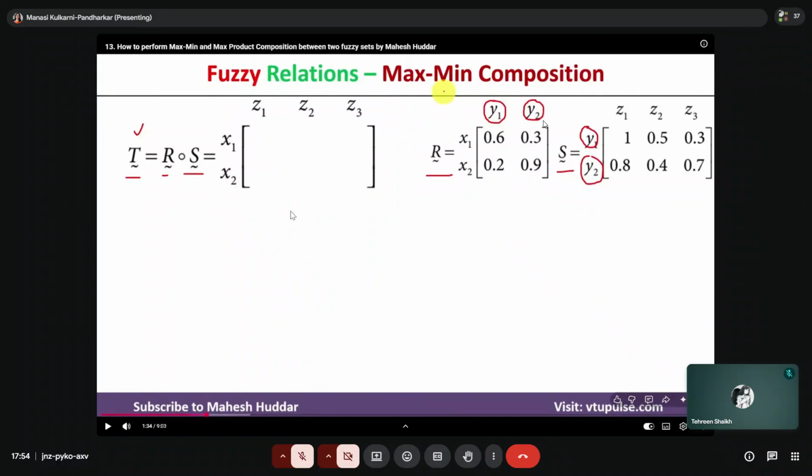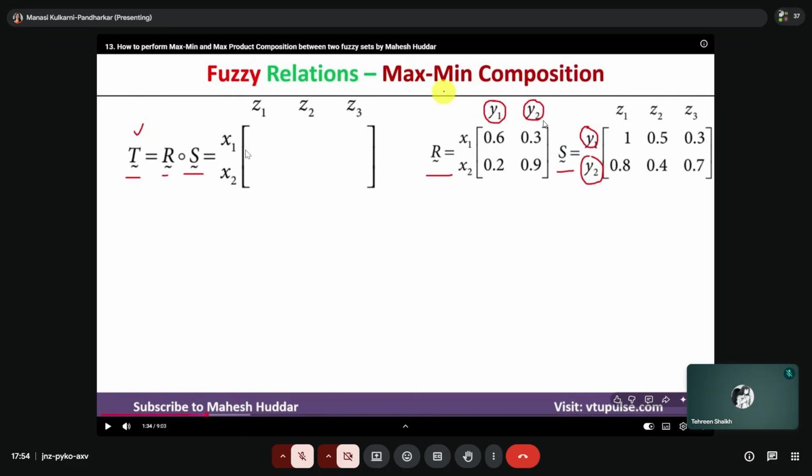Now when we perform this max min composition on these two fuzzy relations R and S, we are going to get the new relation called T, and this is called R max min composition S. This is the symbol. So please try to understand this. You need to understand it very clearly, even in the question paper as well.